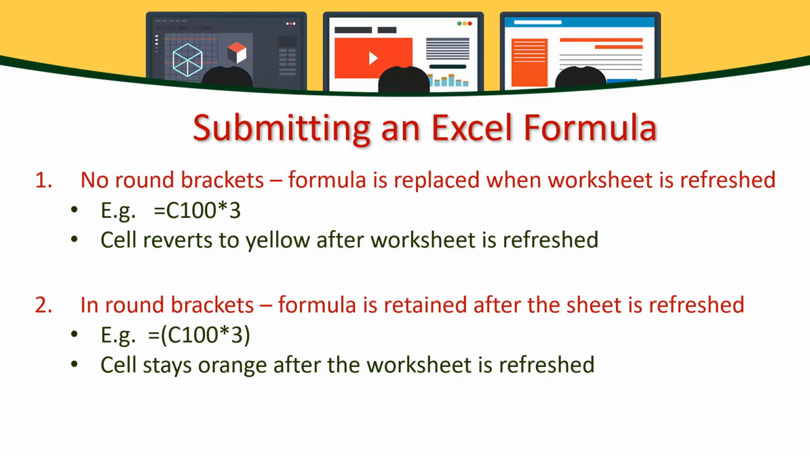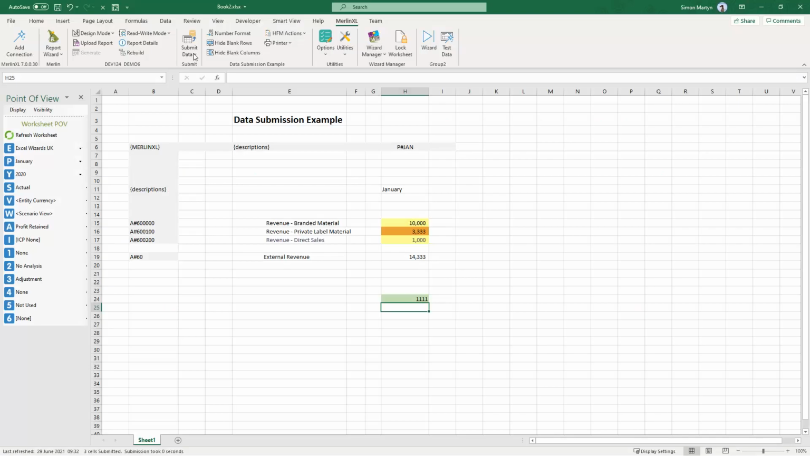But if the formula is enclosed in round brackets, then it is retained after the worksheet has been refreshed, and the cell stays orange. But using a formula that persists in a report after the data has been refreshed has to be used with care. For example, when you change the point of view, say to a parent entity, the cell stays orange and still displays the value of the Excel formula, which may now be invalid for this particular point of view. So use these persistent Excel formulas with care in your reports. I've changed the point of view to a parent entity, so this cell formula is no longer valid.